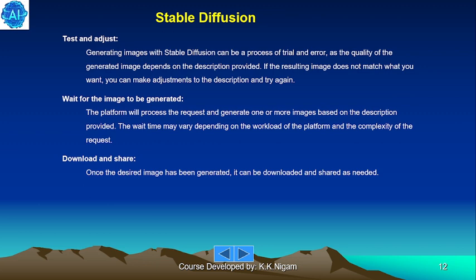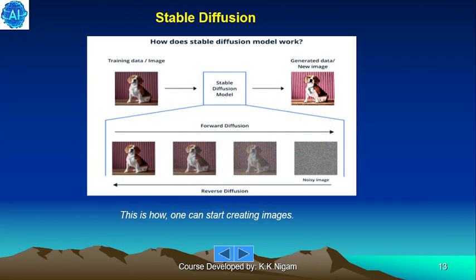Wait for the image to be generated. The platform will process the request and generate one or more images based on the description provided. The wait time may vary depending on the workload of the platform and the complexity of the request. Download and share. Once the desired image has been generated, it can be downloaded and shared as needed.